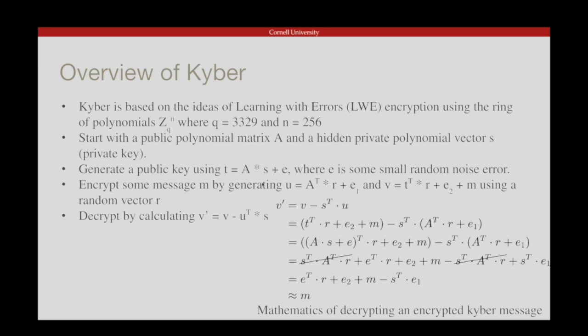Decrypting using a secret key is also a series of vector operations. Simply, you do V minus U transpose times S, and as shown in the math to the bottom right of the screen, all the terms cancel out, and as the error terms are specifically chosen to be small, this allows the original message to be recovered.